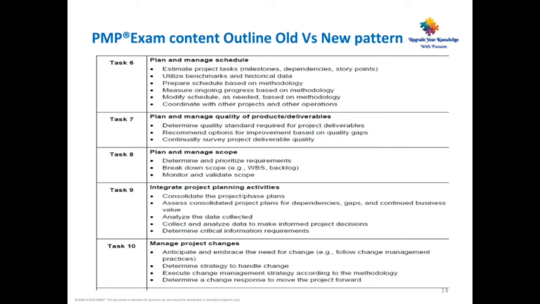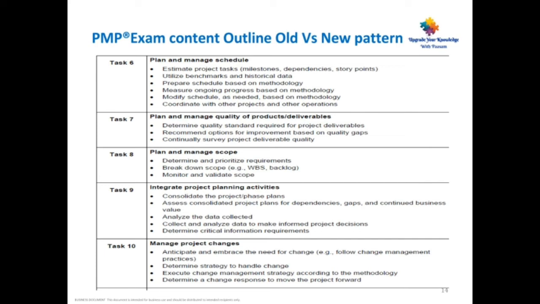Coming to task number 6, plan and manage schedule: estimate project tasks, milestones, dependencies and story points. The story points come under agile. So you have to focus a little bit on the agile approach and utilize benchmarks and historical data, prepare schedule based on methodology, measure ongoing progress based on methodology, modify schedule as needed based on methodology, coordinate with other projects and other operations. As I mentioned for stakeholders and communications, schedule also, compared to the previous pattern, here comes under the single process domain as task number 6.